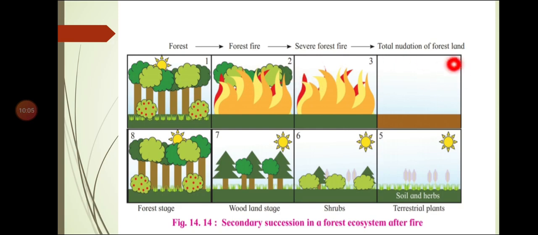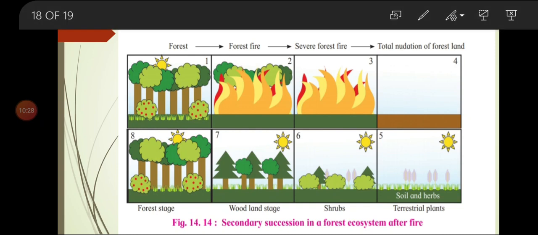Total denudation of forest land, means all the trees got burnt. All the trees have been burnt, and only what is remaining? Soil is remaining. On this soil, what is going to happen? Herbs, small plants, herbs will grow. Herbs will lead to the formation of shrubs, still small medium sized plants. Shrubs will lead to the formation of woodland stage, and finally again forest stage will be formed.